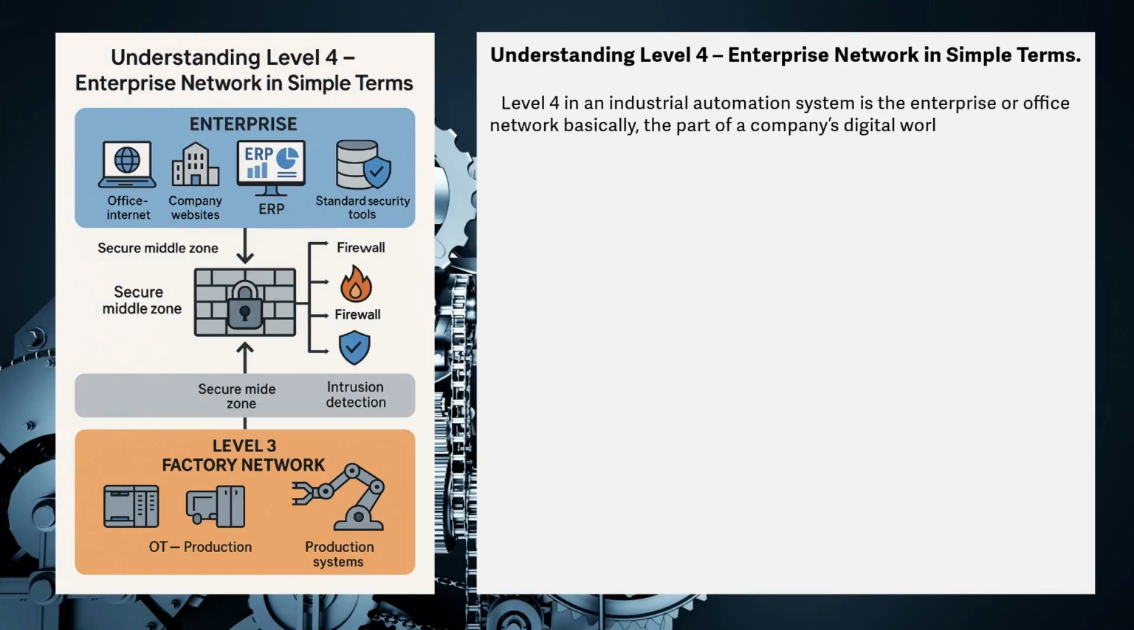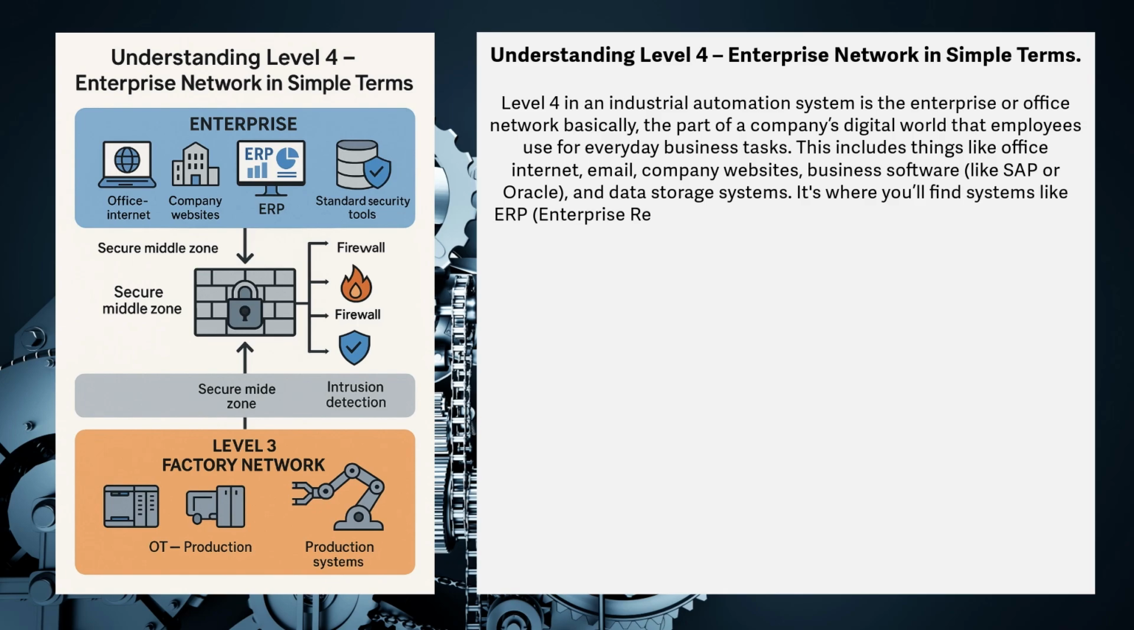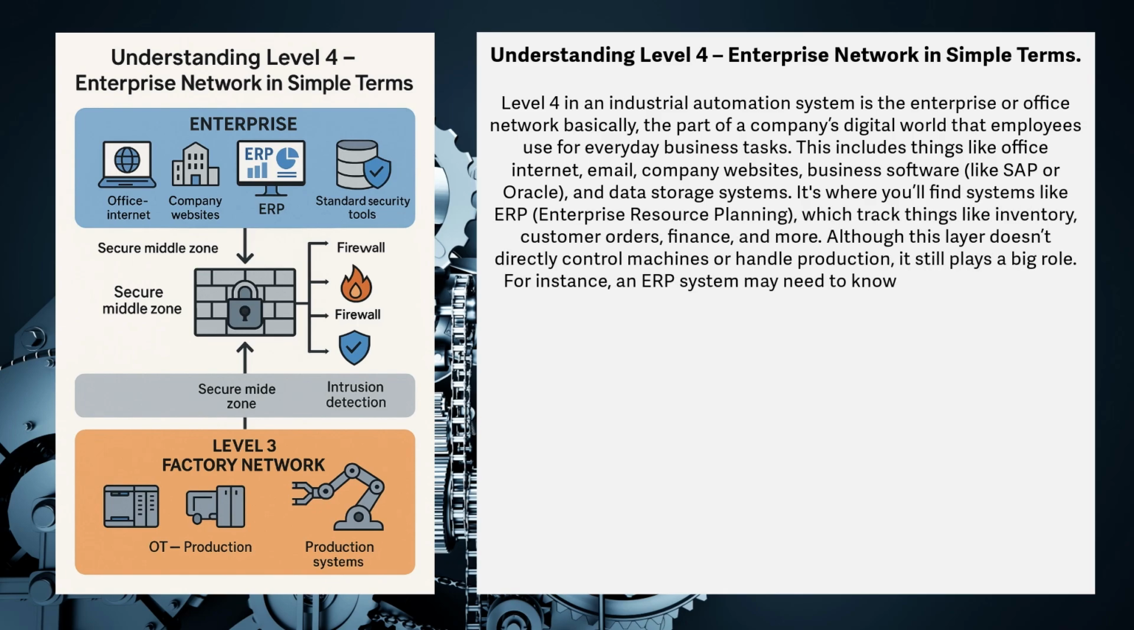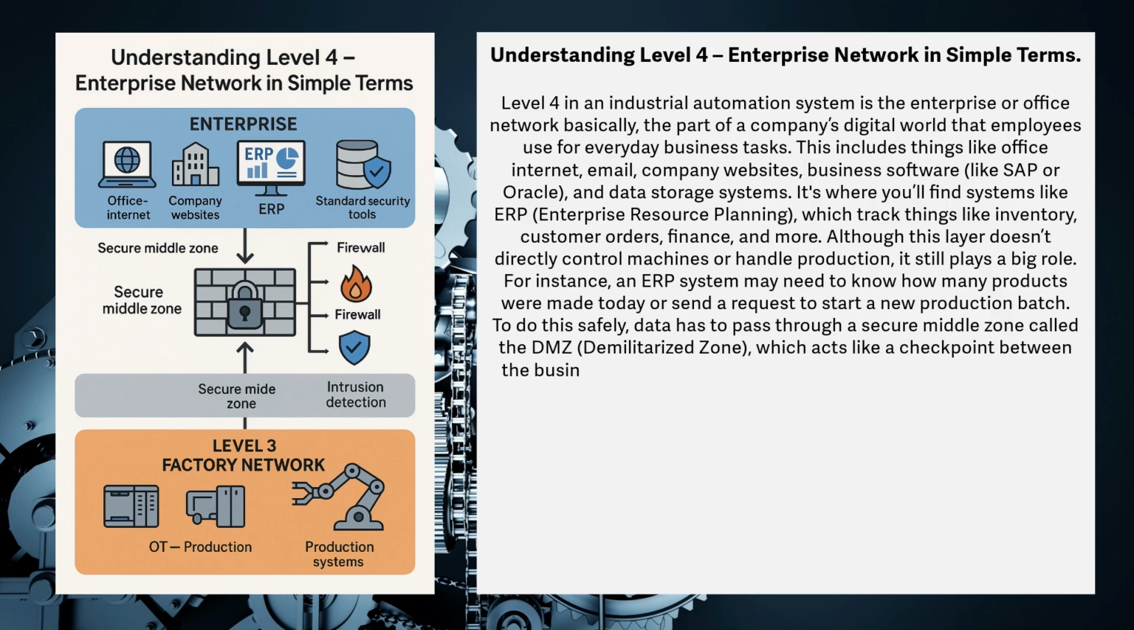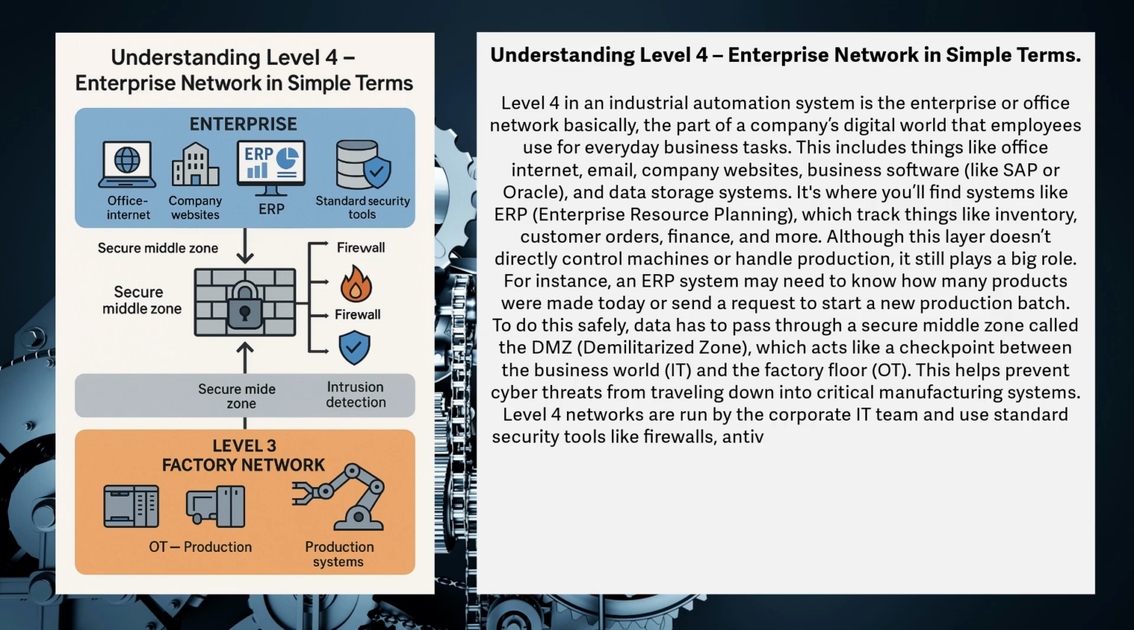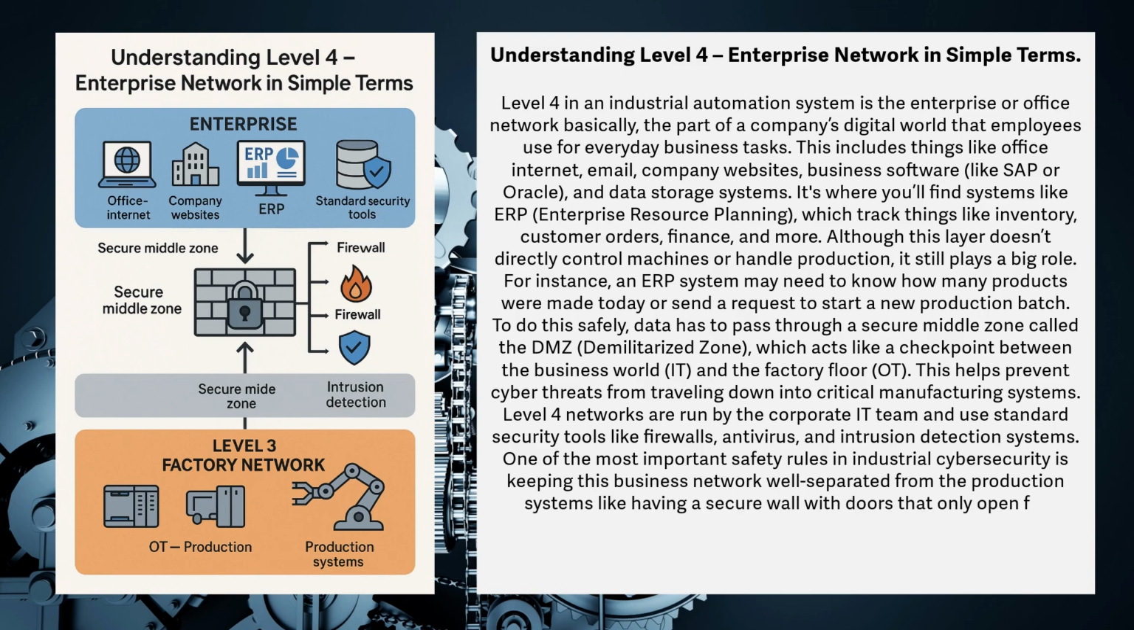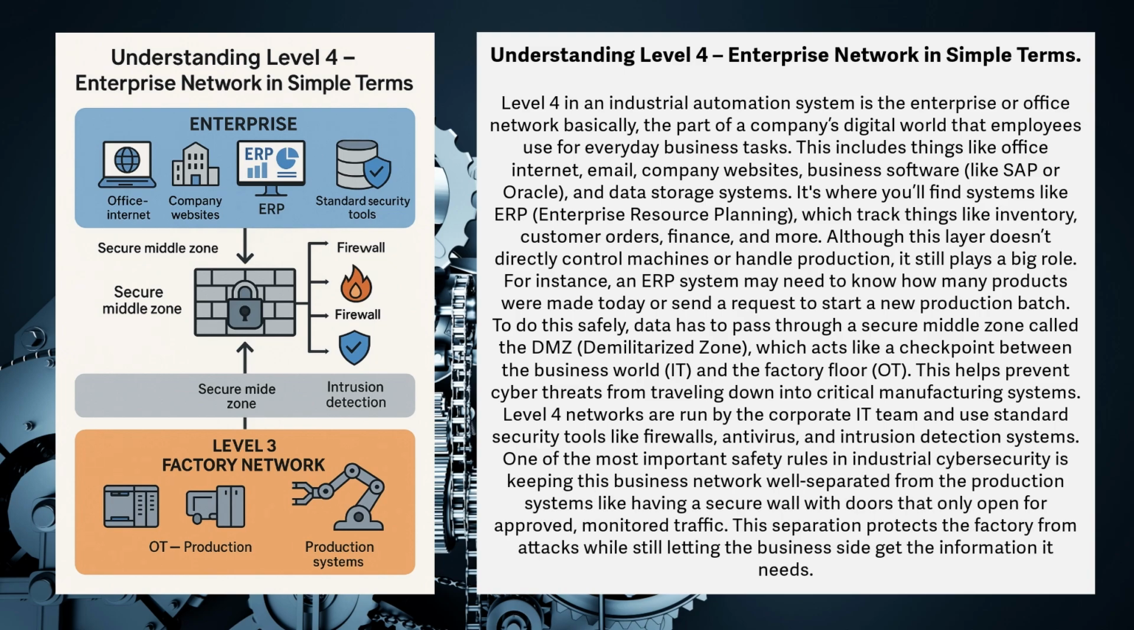Understanding Level 4 Enterprise Network in simple terms. Level 4 in an industrial automation system is the enterprise or office network. Basically, the part of a company's digital world that employees use for everyday business tasks. This includes things like office internet, email, company websites, business software like SAP or Oracle, and data storage systems. It's where you'll find systems like ERP, Enterprise Resource Planning, which track things like inventory, customer orders, finance, and more.